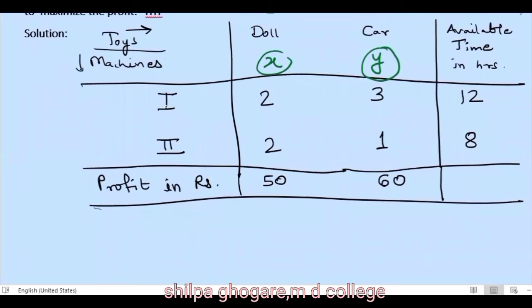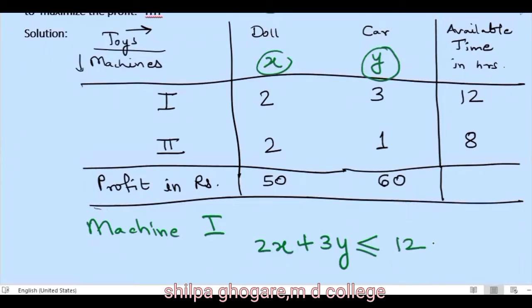Now, if you talk about the time required for this production under machine 1, it would be 2 into x plus 3 into y. So the total time required would be 2x plus 3y. But the available time is 12 hours. So this total time cannot be more than 12 hours, but it can be less than or equal to 12 hours. And this gives us a first linear inequality.